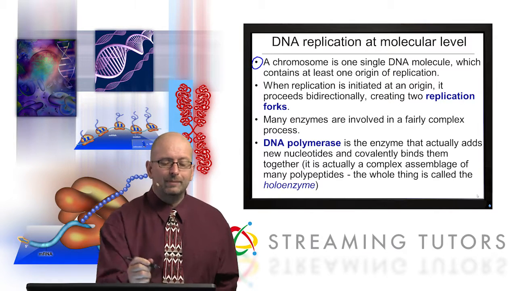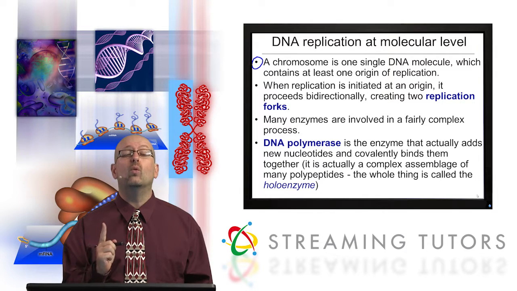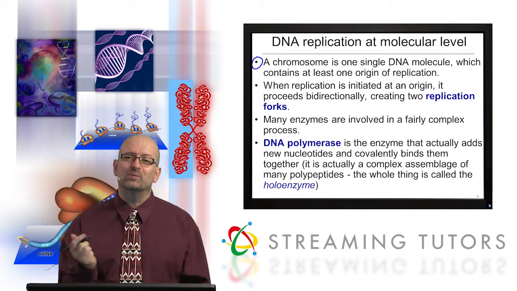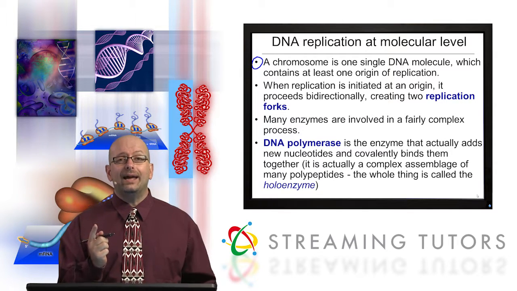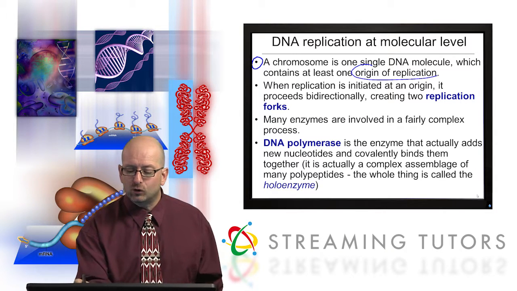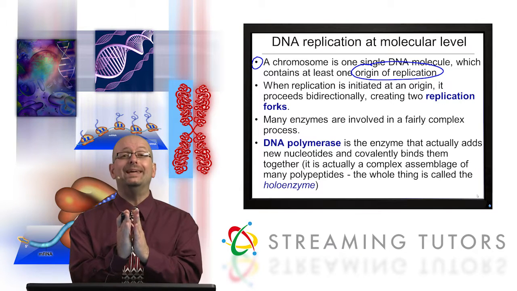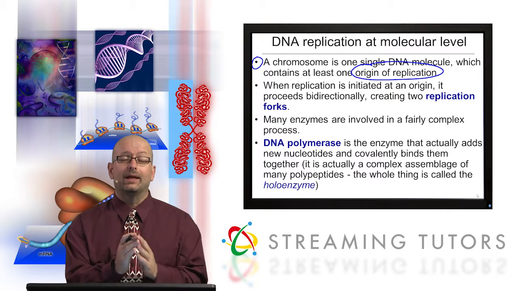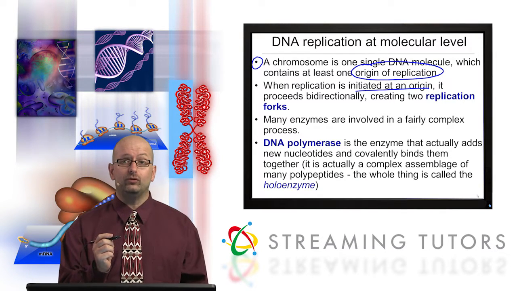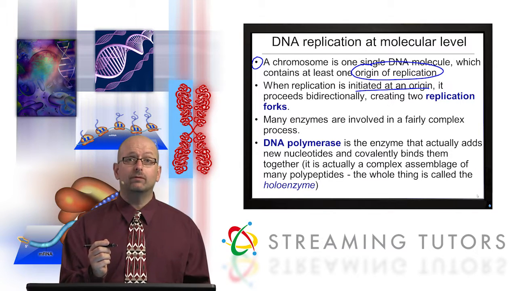It turns out, I'm not sure if we ever actually said this before, that almost always a chromosome is one long single DNA molecule. The length depends on what chromosome it is. And it contains at least one, usually more, but it depends on the situation, area that's called an origin of replication. That's a base sequence where the beginning of replication can occur. Now, when that's initiated, the replication proceeds in a bidirectional fashion, creating 2 replication forks.